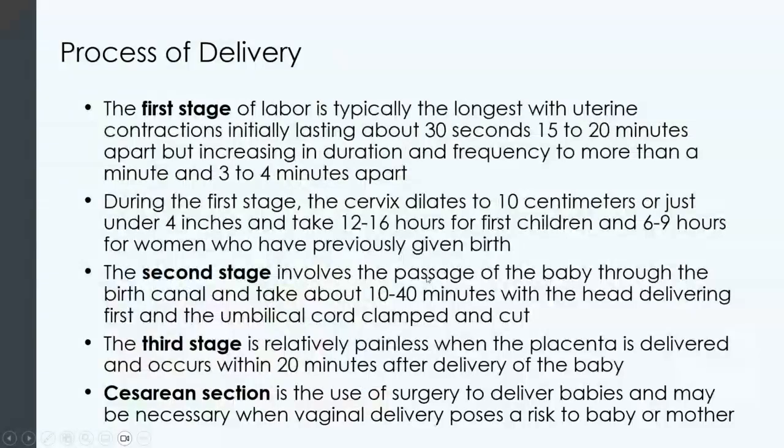As far as the stages of delivery, we have the first stage of labor, which is where the uterine contractions begin, and they tend to be about 15 to 20 minutes apart, and then they start getting closer in frequency and increasing in duration. So they start getting longer, and more like 3 to 4 minutes apart. In this first stage, you also have the cervix dilating to 10 centimeters, or just about 4 inches, and it can take anywhere from 12 to 16 hours for your first child, and then it becomes shorter and faster for women who have had previous babies.